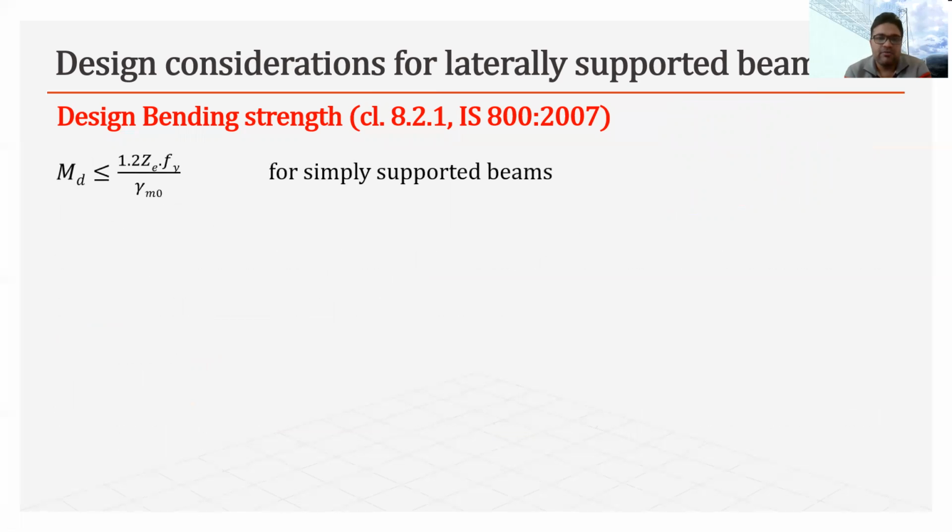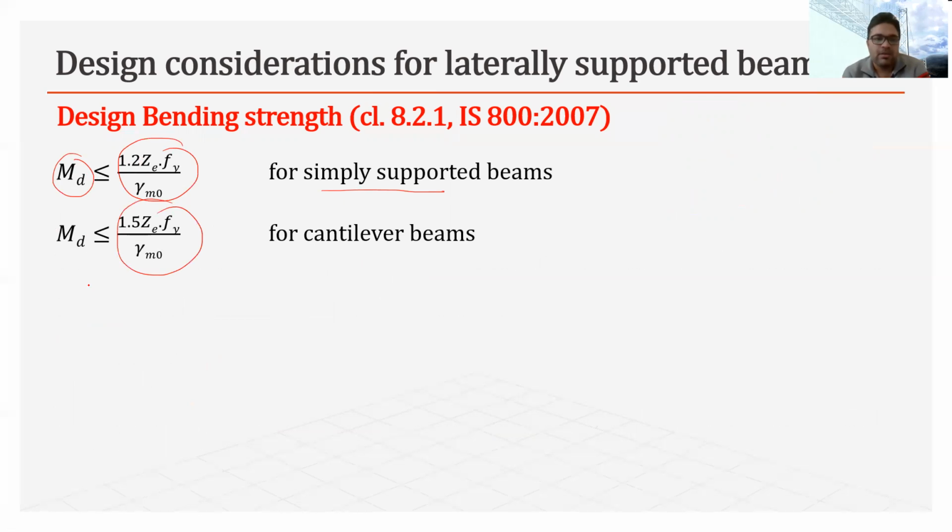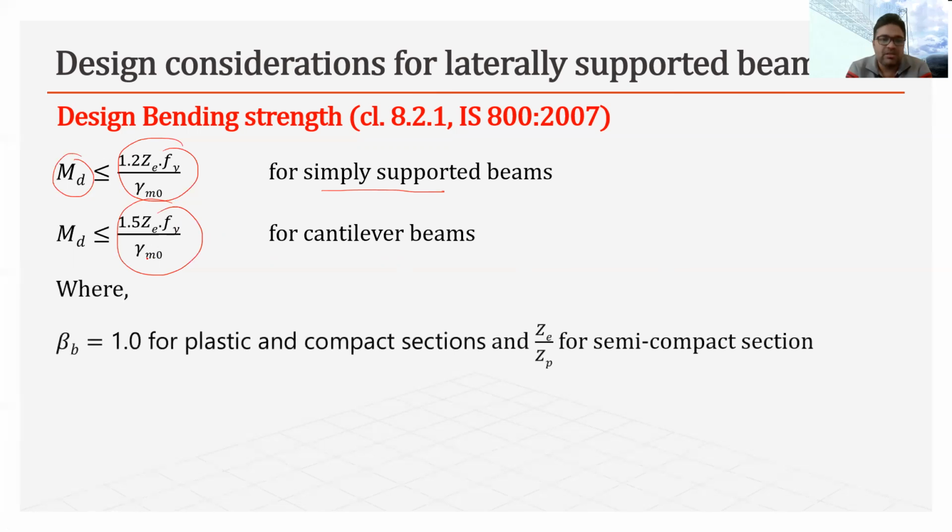So it says, if we are having a simply supported beam, then the MD value should be less than this one. And if we have a cantilever beam, in that case, MD should be less than this one. Now, ZE, as I said, is the elastic section modulus, and Fy is the yield strength, and gamma m naught is a partial safety factor. So there I have mentioned.